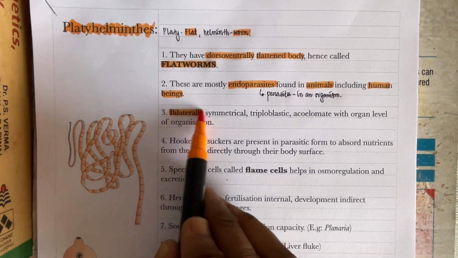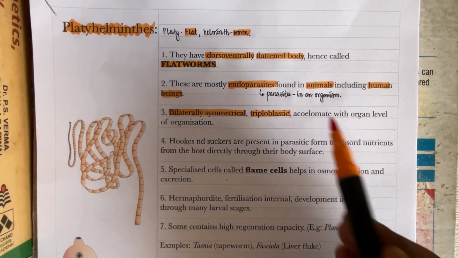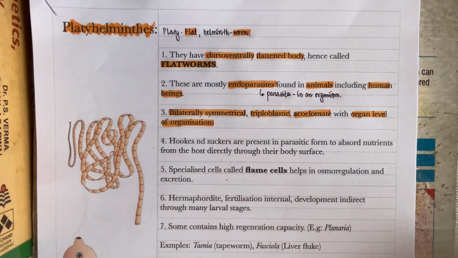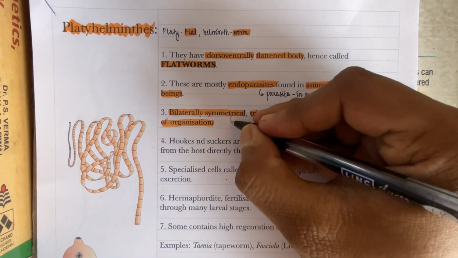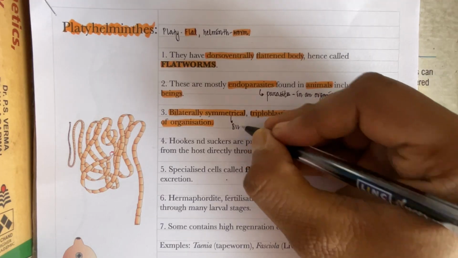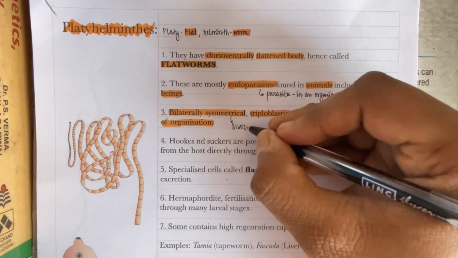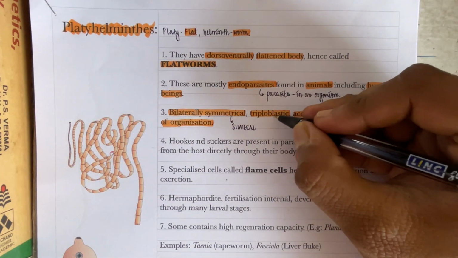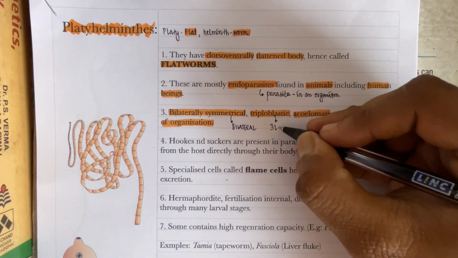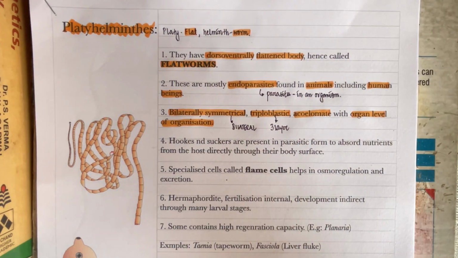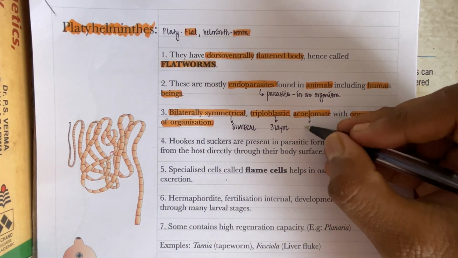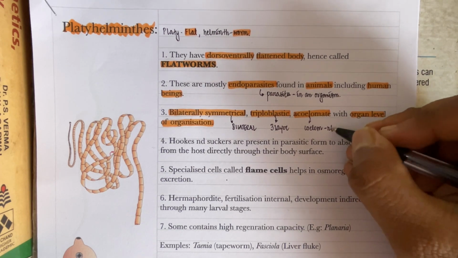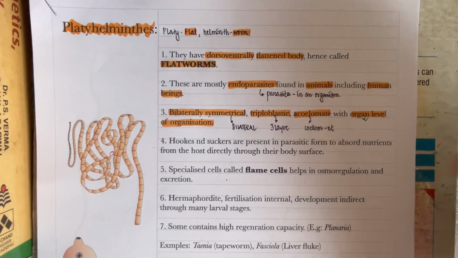They are bilaterally symmetrical, triploblastic, acoelomate, and have organ level of organization. So their symmetry is bilateral. I have discussed this bilateral symmetry in the previous videos. They are triploblastic, that means they contain 3 layers of cellular arrangement. They are acoelomate, that means coelom is absent, and they have organ level organization.